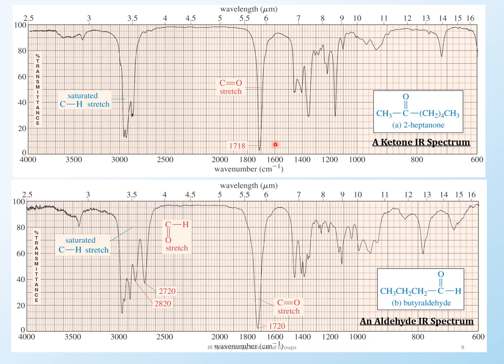So here is the carbonyl. Right there, that's a ketone. It could be an ester also, depending on what functional groups you're dealing with, so you have to be careful, but you know, that's a ketone.